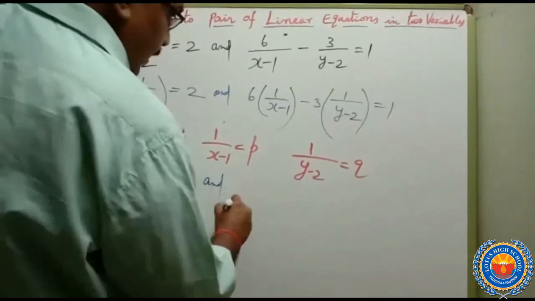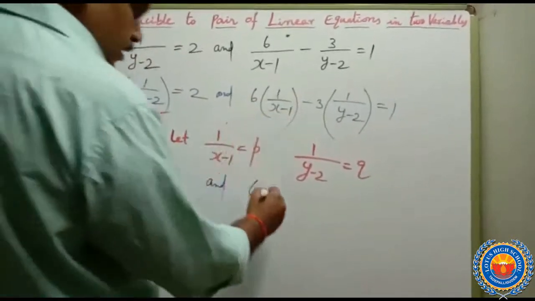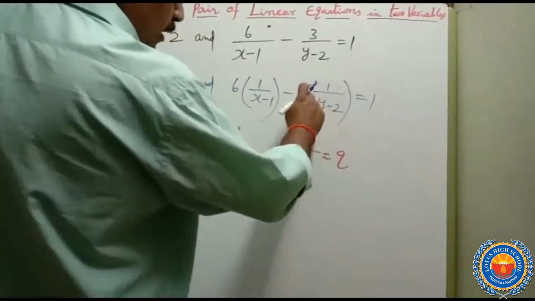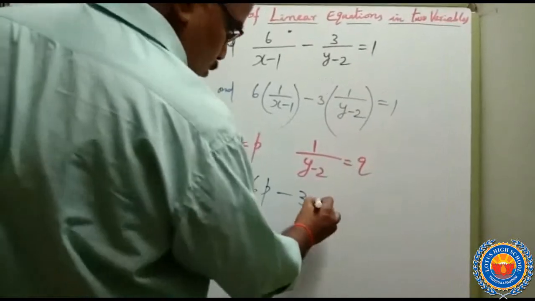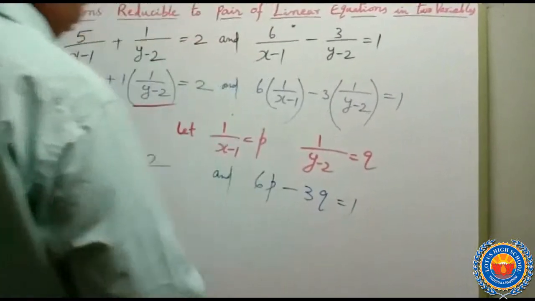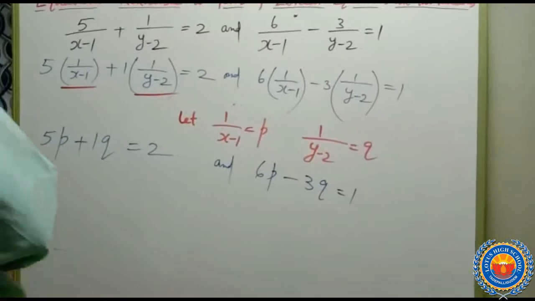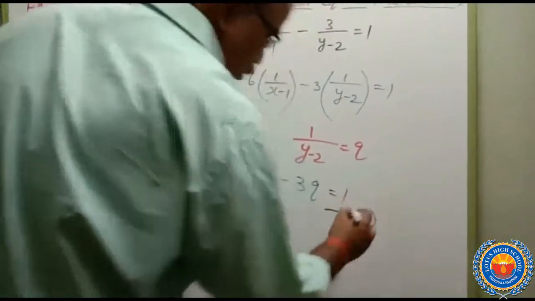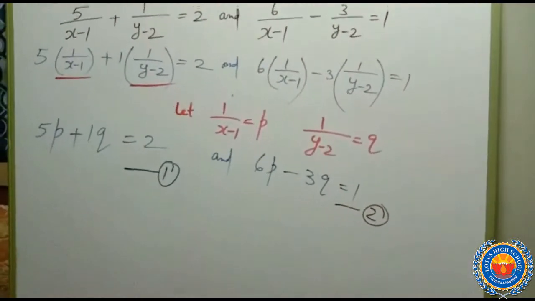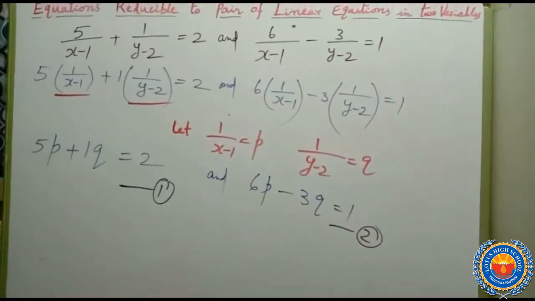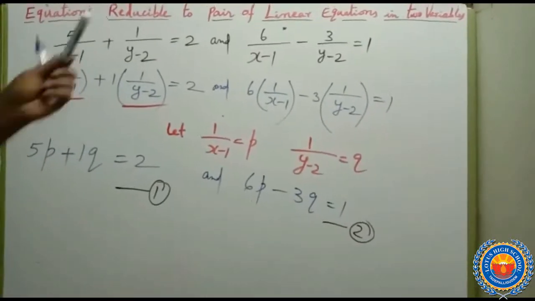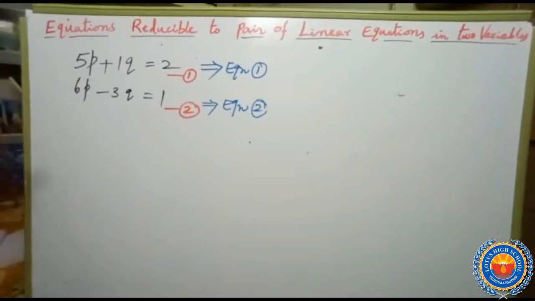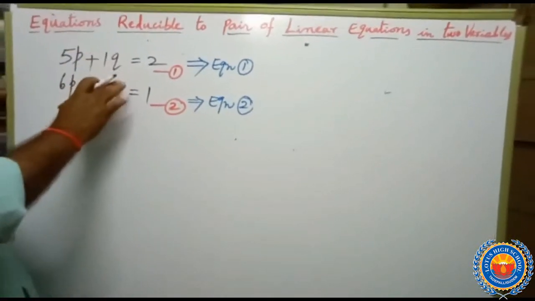And 6 into 1 by x minus 1 is p, minus 3 into 1 by y minus 2 is q, is equal to 1. This is equation 1. This is equation 2. Now I am going to solve these two equations by using the elimination method, so that I will get p and q values first. Later I will get x and y values. In these two equations, I have to eliminate q.